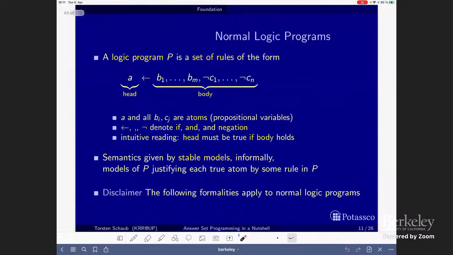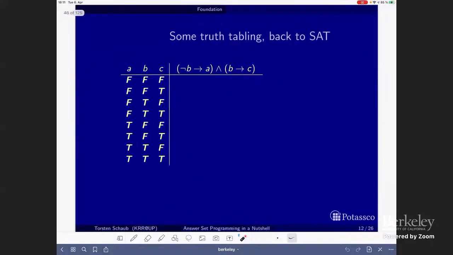So I'm simplifying this here, and this works for normal logic programs, but not in general. So just keep this in mind. I think everything we all know from our undergraduate days is truth tabling. If we now want to look at propositional logic, and I just use SAT as a synonym for propositional logic under classical semantics.